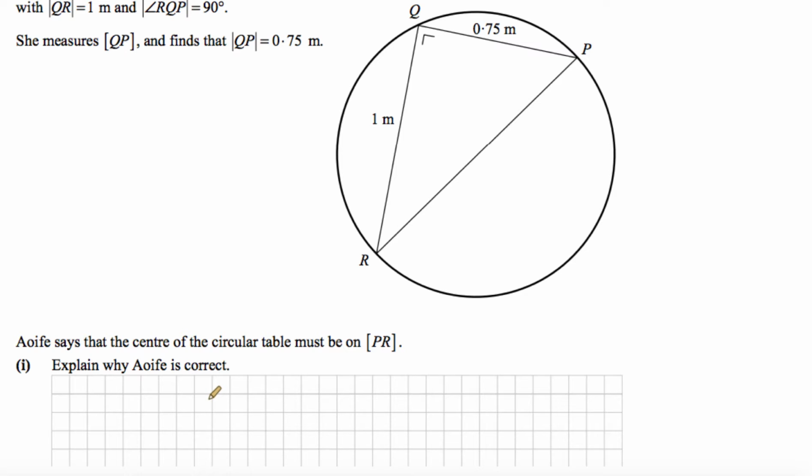So we can say because PQR is 90 degrees, therefore PR, the line segment PR, is a diameter, and a diameter contains the centre.